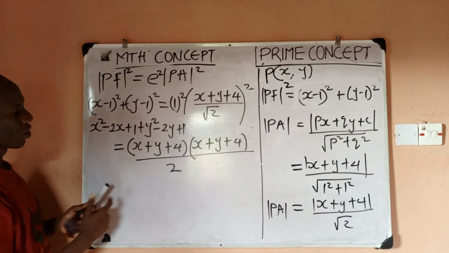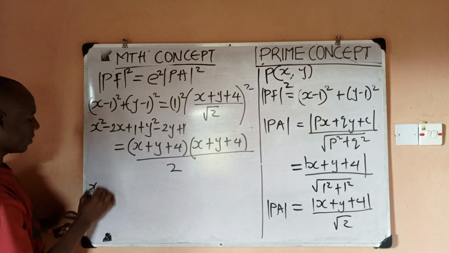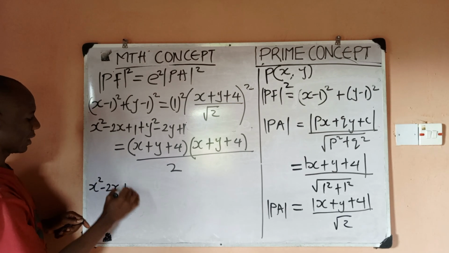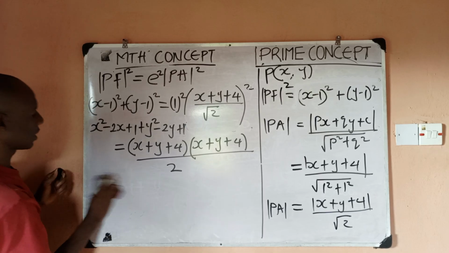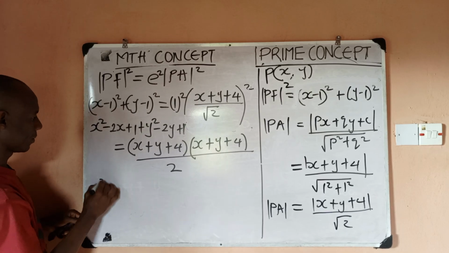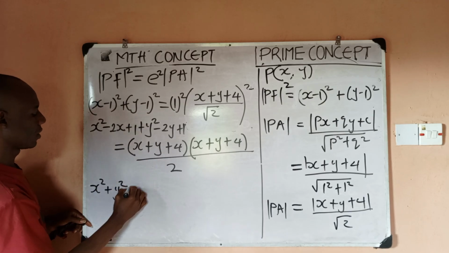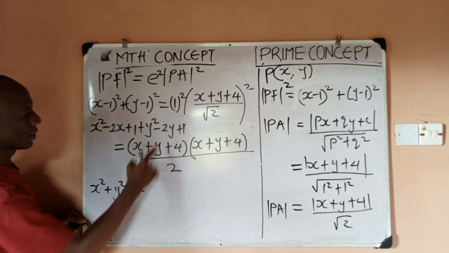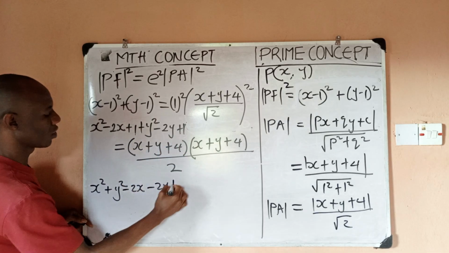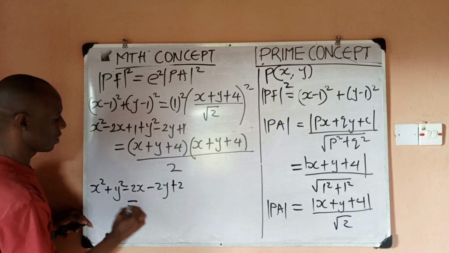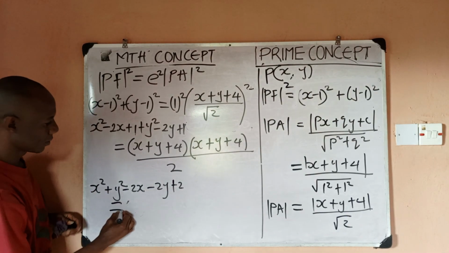Now quickly, I'm going to try to do the expansion. So I would have x squared minus 2x plus 1 plus, okay, let me add directly. So x squared plus y squared minus 2x minus 2y, then 1 plus 1 is plus 2. So this will be equal to this part. So let's see how we can expand it.